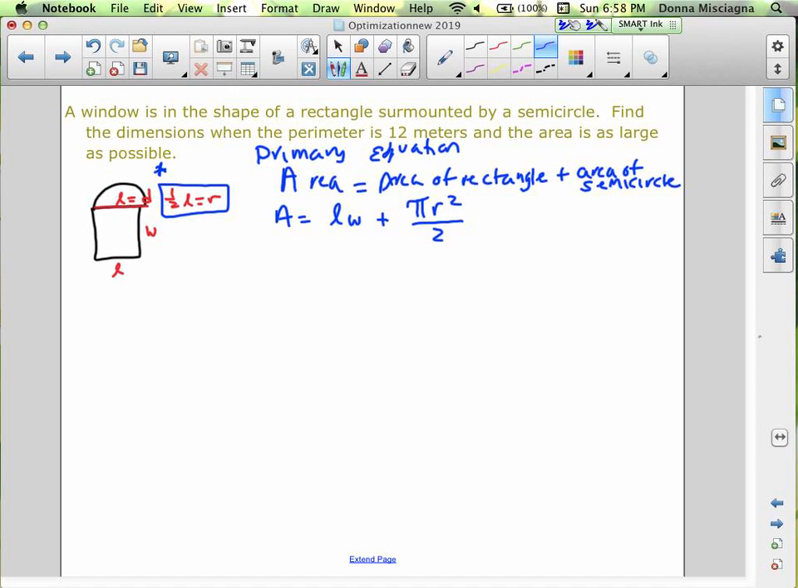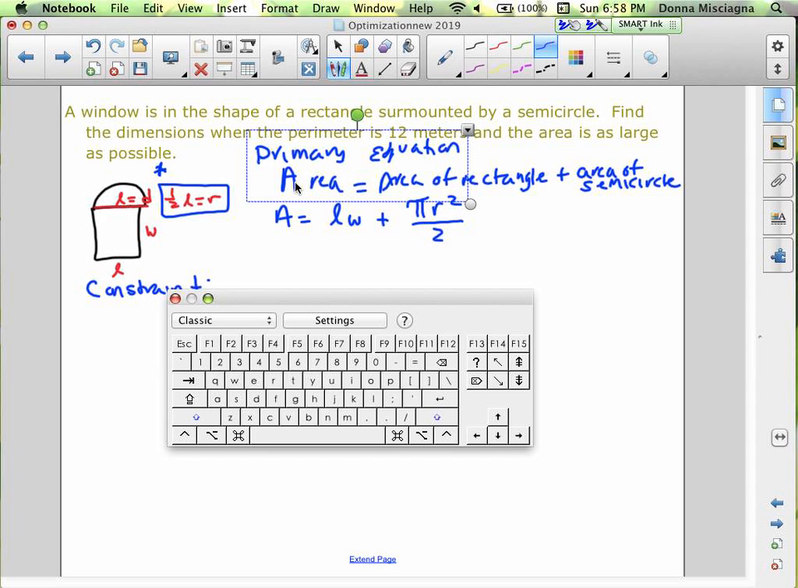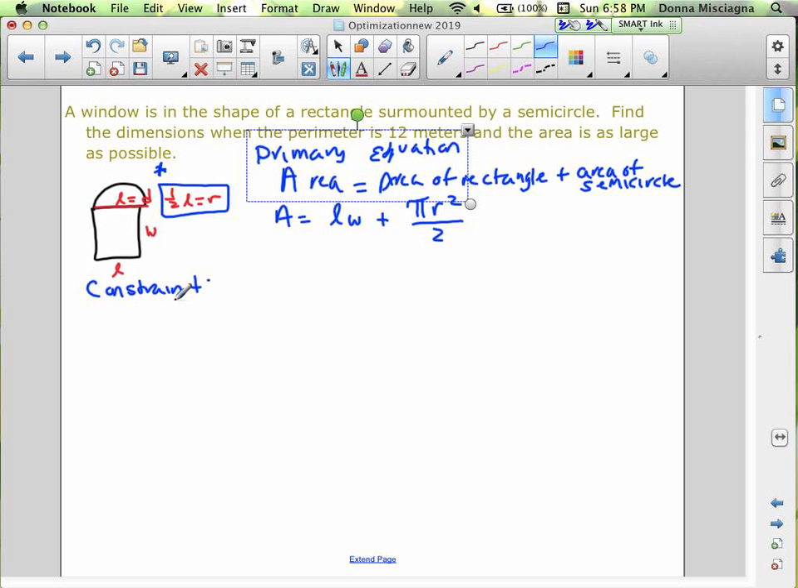All right. Well, we're given some information, and that is our constraint. The constraint is that the perimeter has to be 12 meters. So the perimeter is the distance around. The perimeter is the length plus the two W's, two widths, plus the circumference of a semicircle. The circumference of a circle is 2 pi r, so the circumference of a semicircle is pi r. And we are given that the perimeter has to be 12 meters.